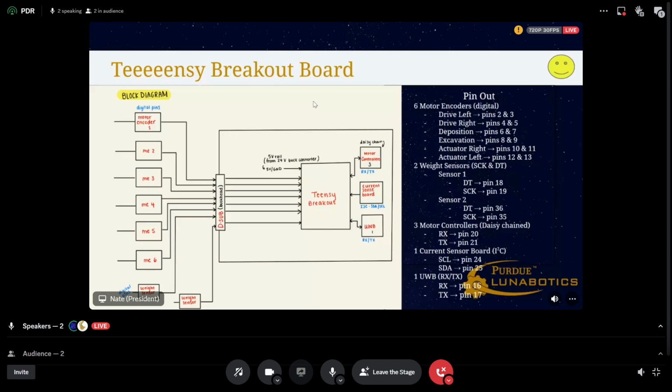And then moving on, we had 2 weight sensors. They need a clock signal and a data transfer signal, which fortunately there were only 2 of those on the board, and we had 2 weight sensors, so there were only 2 spots this could go, and those were filled up. For the motor controllers, just like last year, they're going to be daisy chained again, so they will need 1 RX and 1 TX, using the exact same as last year. For our current sensor board, I2C, same as last year again, and then lastly, our ultra wideband, also the same as last year, same pins.